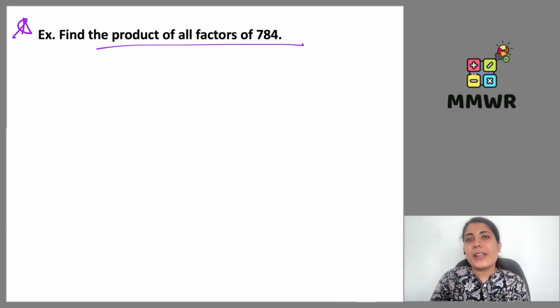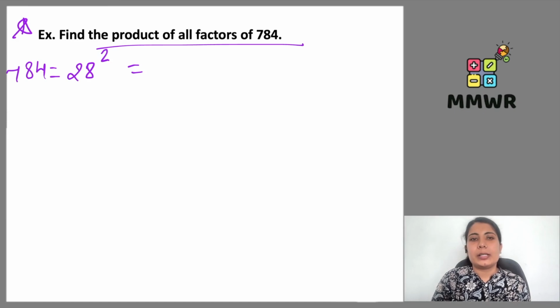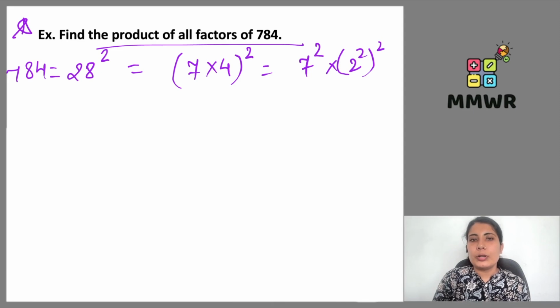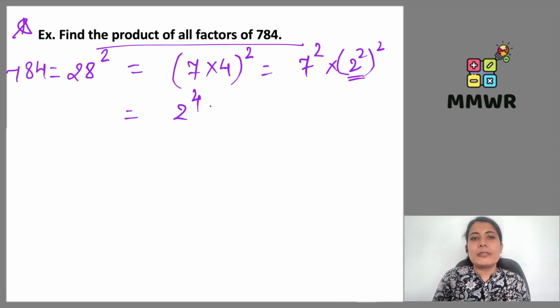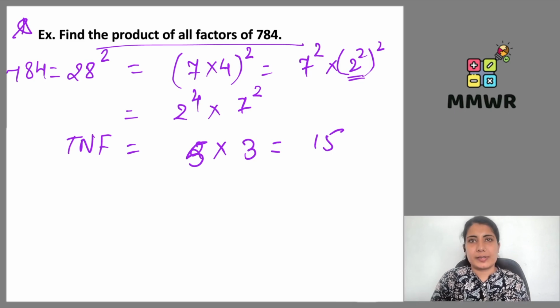Find the product of all factors of 784. Now 784 is actually the square of 28. Now 28 can be written as 7 4s are 28, whole square. This gives me 7 square multiplied by 2 square, square. 4 is 2 square, and then its square. So this is 2 to the power 4, 7 to the power 2. So how many total factors do I have? 5 multiplied by 3, 15. Here also 15 factors are there.